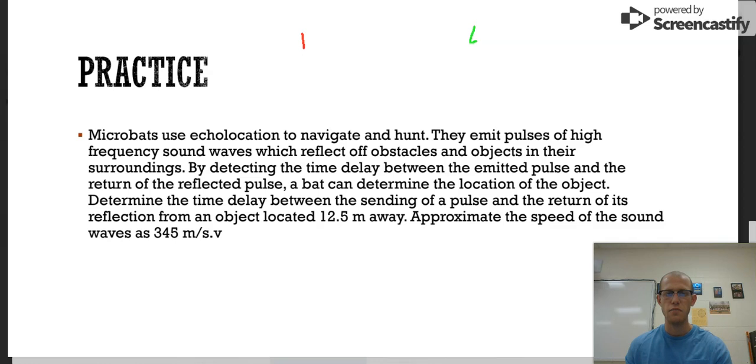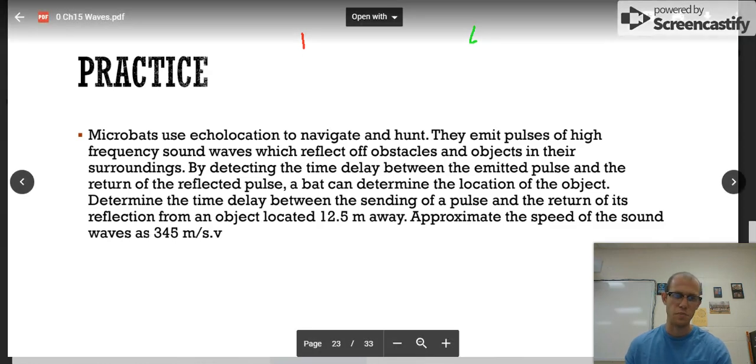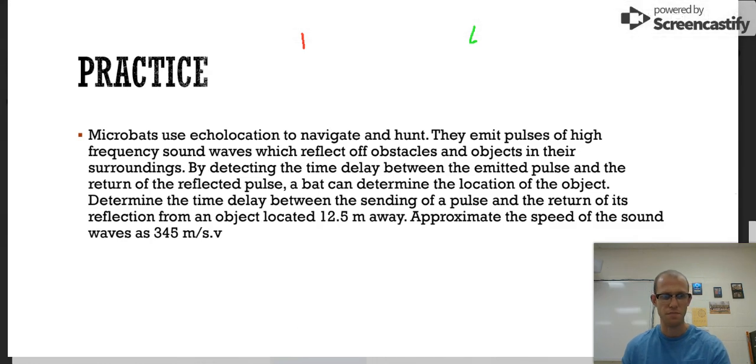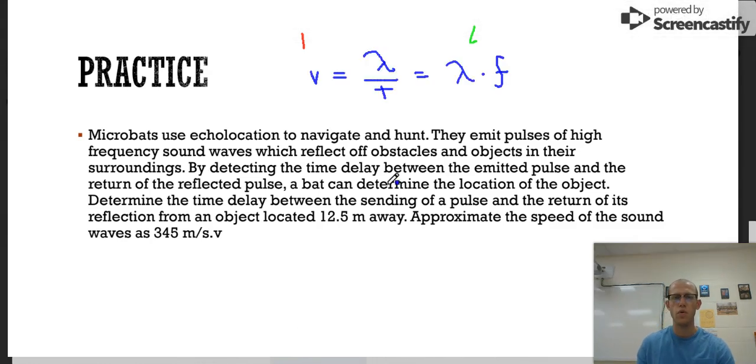Determine the time delay between sending of a pulse and the return of its reflection from an object located 12.5 meters away. Approximate the speed of the sound wave as 345 meters per second. So the speed of sound is 345 meters per second. All right, let's think about what we have. We know that wave speed is wavelength divided by period, or wavelength times frequency. So what I know is the speed. I know the wave speed is the speed of sound, which is 345 meters per second. So I don't need to worry about calculating that.